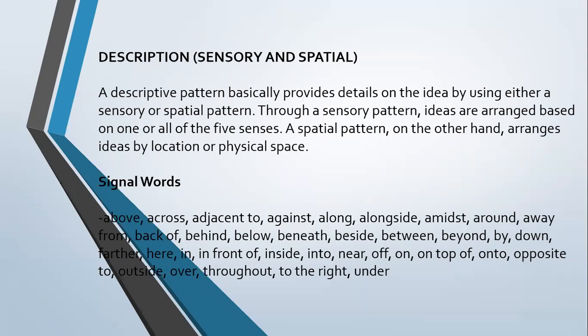So sensory, these are the things that you may observe based on your senses. Spatial, these are the things that you may observe based on the physical space or the location, meaning you need to arrange the ideas based on the location. You may use signal words such as above, across, adjacent to, against, along, alongside, amidst, around, away, away from, back of, behind, below, beneath, etc. So the signal words that you may use for this kind of pattern of development signify location.